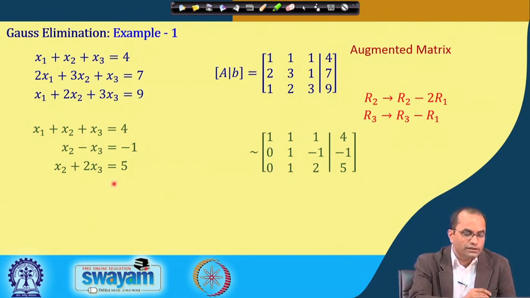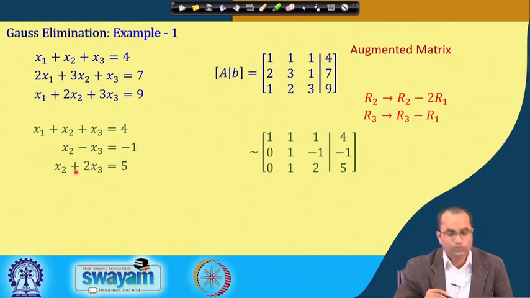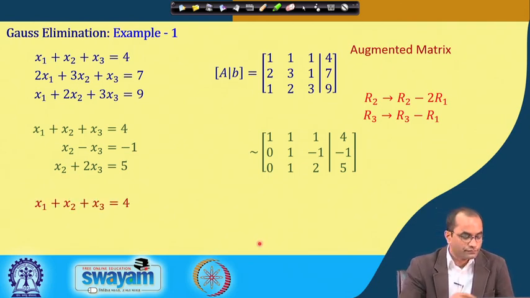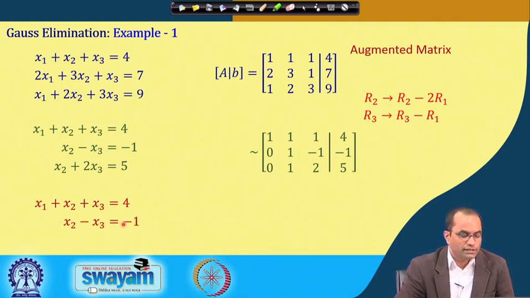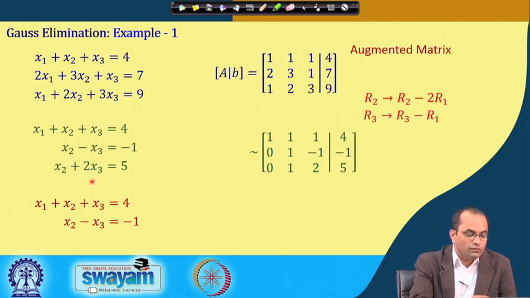And now, the next one, as I said before, with the help of equation 2, we will eliminate x2 from equation number 3. So, we have the first equation x1 + x2 + x3 = 4. We have the second equation, we will not touch, x2 minus x3 = minus 1. And now we will eliminate x2 from equation number 3. That means equation number 3 minus equation number 2. So, this will become 0, so no x2. When we subtract, this will come 3x3, and here it will come 6.